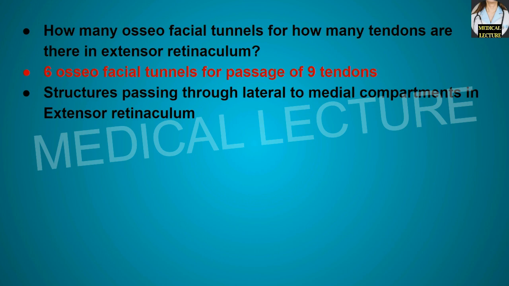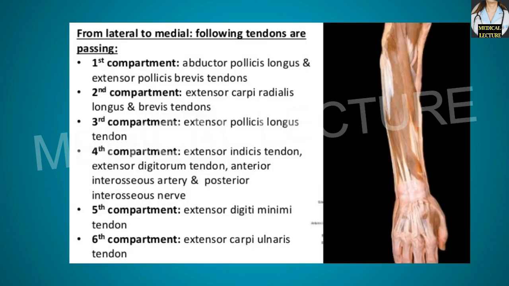Now which structures pass through the compartments of the extensor retinaculum from lateral to medial? From the first compartment there are the abductor pollicis longus and extensor pollicis brevis tendons. In the second compartment there are the extensor carpi radialis longus and brevis tendons. In the third compartment there is the extensor pollicis longus tendon. In the fourth compartment there are the extensor indicis tendon, extensor digitorum tendon, anterior interosseous artery, and the posterior interosseous nerve. In the fifth compartment there is the extensor digiti minimi tendon, and in the sixth compartment there is the extensor carpi ulnaris tendon.